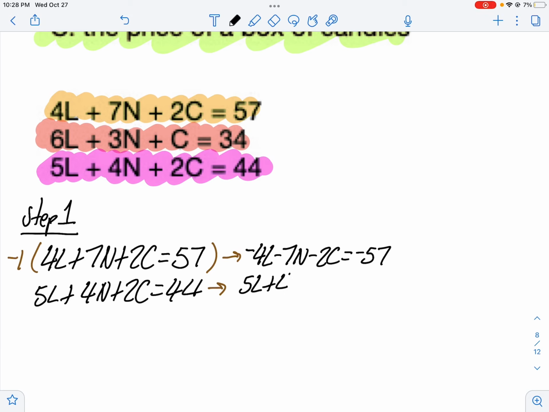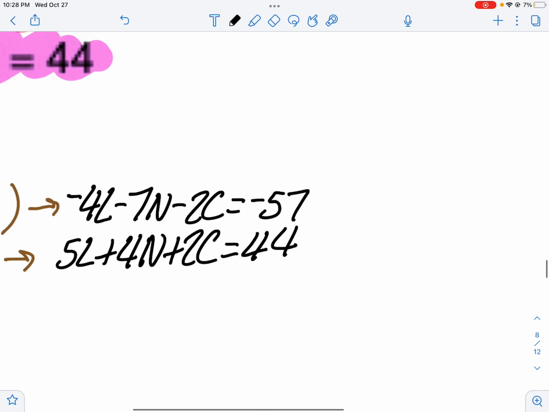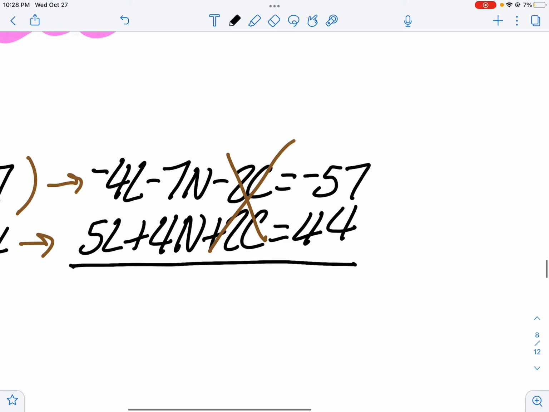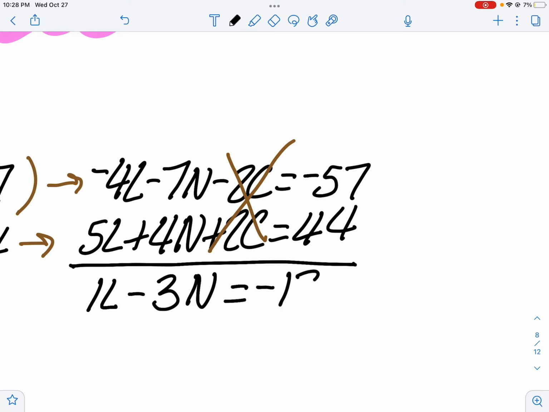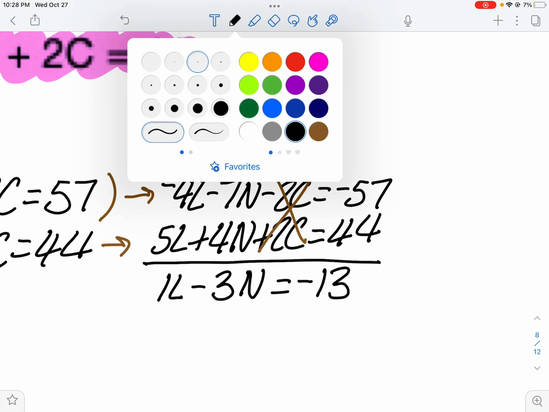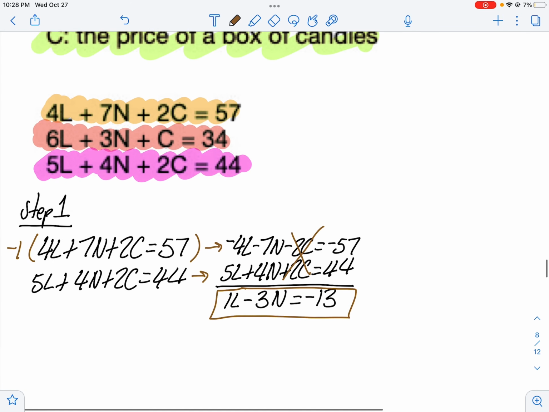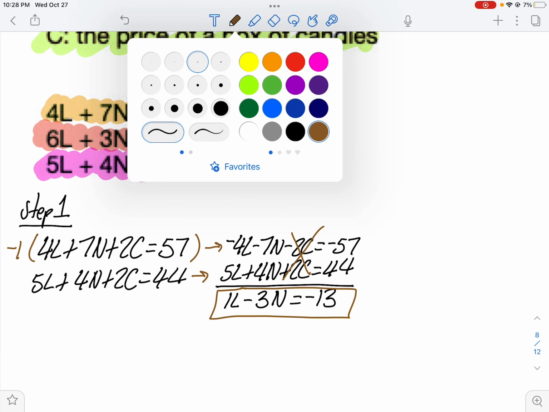Now, the bottom equation stays exactly the same. So, when we do that, we have accomplished our goal, and we can eliminate the C. So we are left with 1L minus 3N is equal to -13. Right? So this is our first equation, our first box equation. All right? So that is step 1.